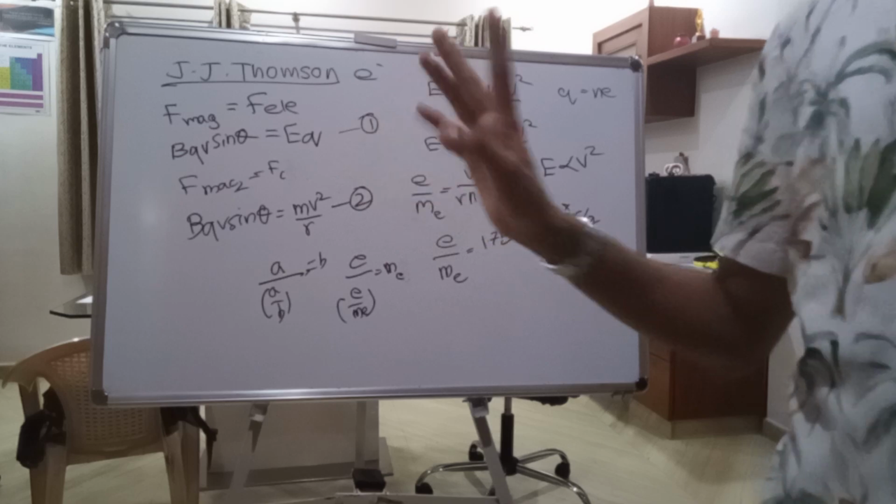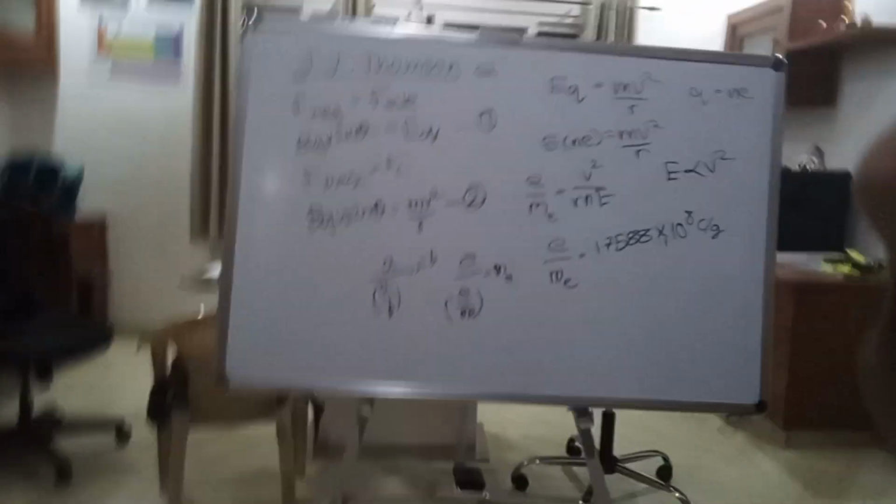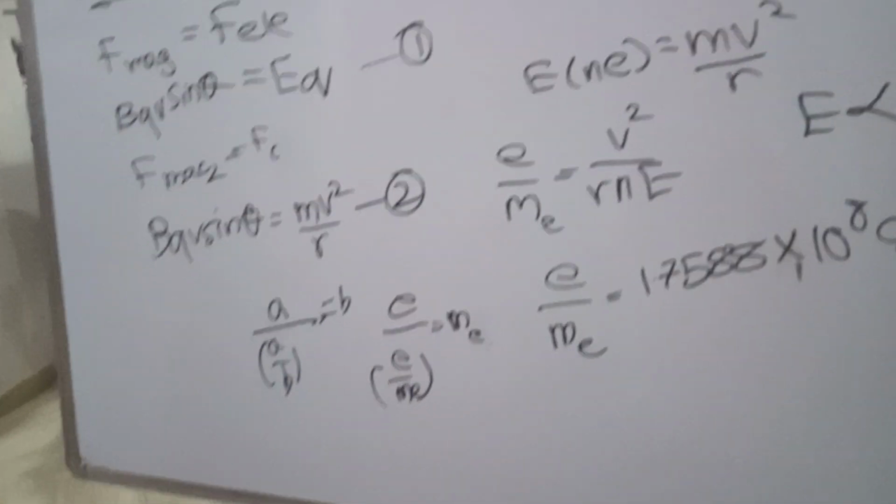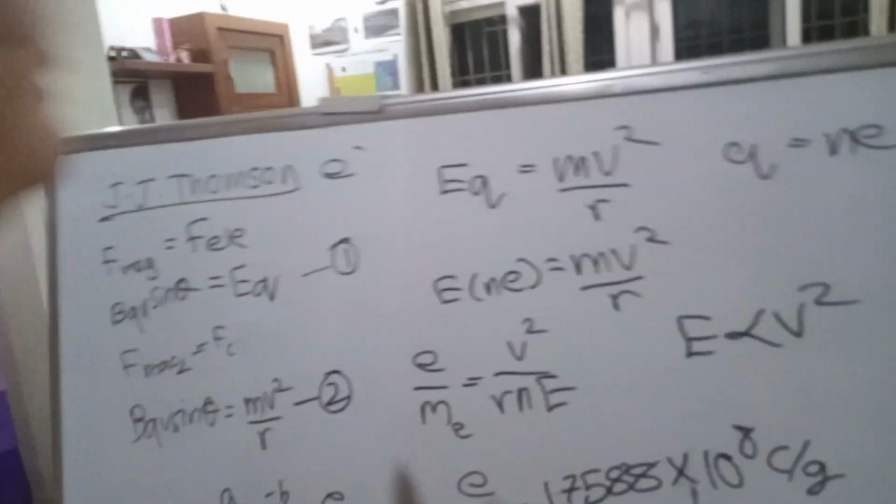Actually he's a stupid fellow. Luckily he got it. He did not discover the electron. He didn't do magic and all. This idiot got that value accidentally, so he became a scientist. Or else he is a waste fellow only. Don't worry.